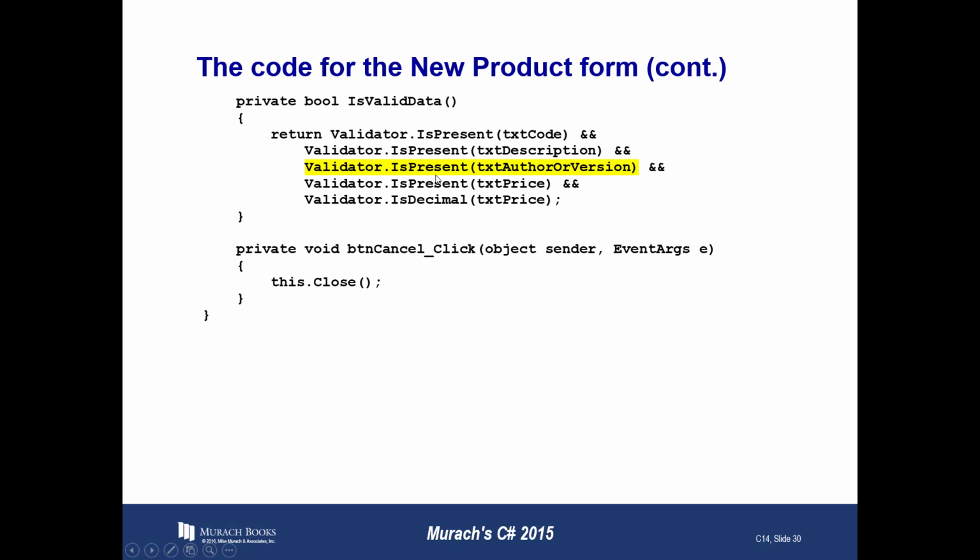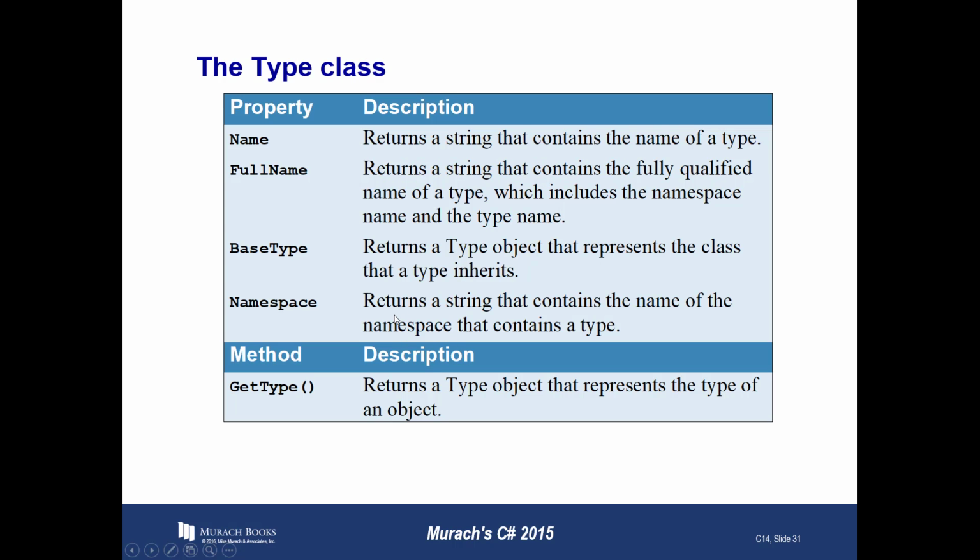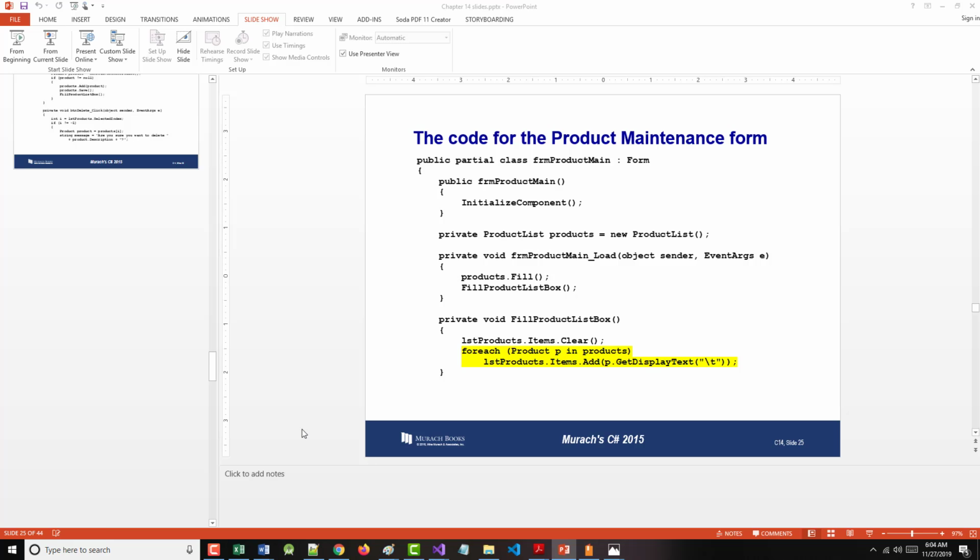And we're going to have to now add to our validators to see whether or not the author or the version number have been added. The author, again, if it is a book, the version if it's software. Let's stop right here. We'll pick it up with the type class in just a couple minutes.